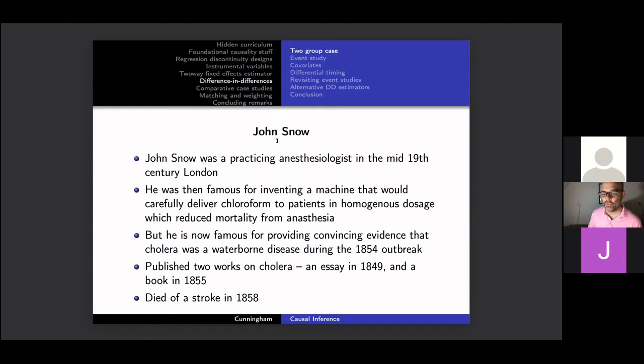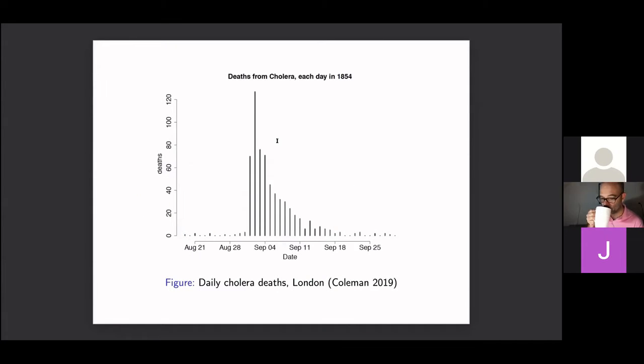But now he's famous for providing evidence that cholera was a waterborne disease during the 1854 outbreak. He published 2 works on cholera: an essay in 1849 and a book in 1855, and he died of a stroke. This is a figure from a professor at the University of Chicago, I think it was Thomas Coleman, and it shows daily cholera deaths in London.